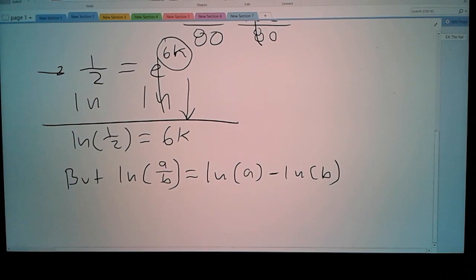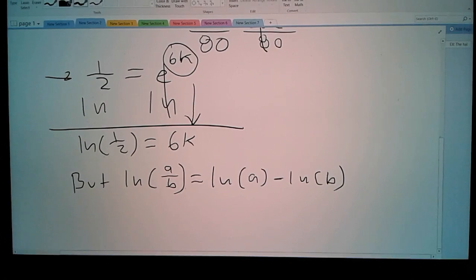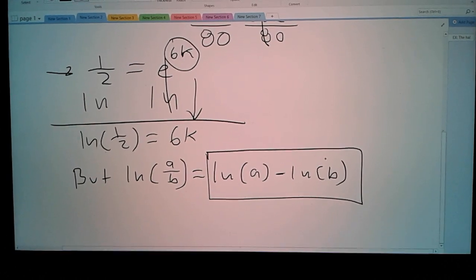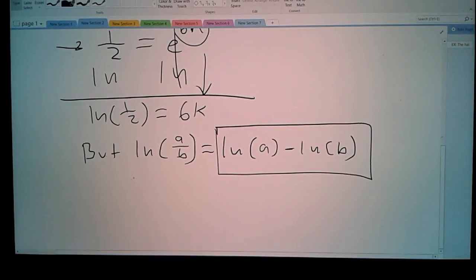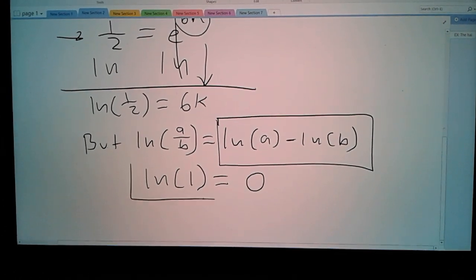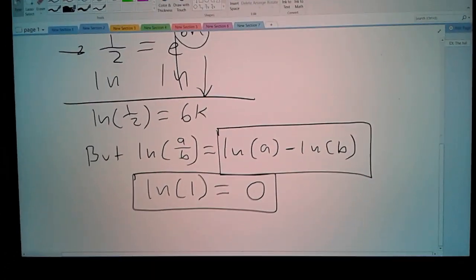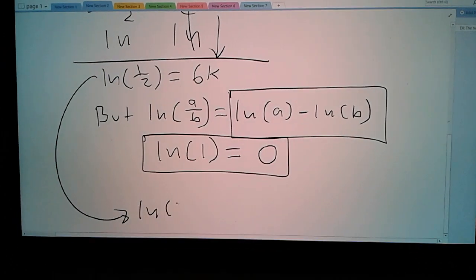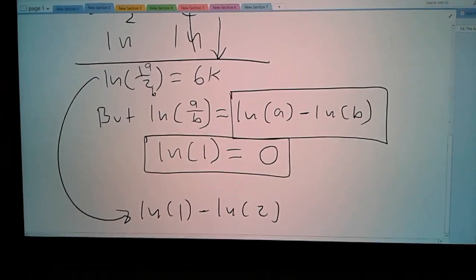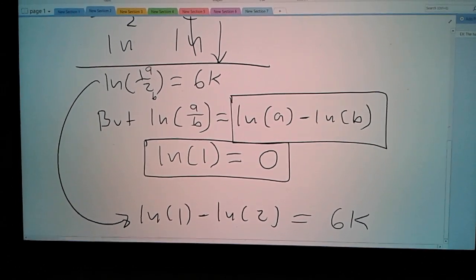Okay, so what about this property of logarithms? So if I have the ln of a over b, it's a quotient. Well, I can write it as ln of a minus ln of b, ln of the numerator minus ln of the denominator. So I can actually do that with this. And also, if I take the ln of 1, it's actually equal to 0 in mathematics as well. So this is going to help us simplify the equation a little bit. So this would mean that I get ln of 1 minus ln of 2, right? Ln of a over b. This is like a and this is like b. Equals to the right side, 6k. It's still there.